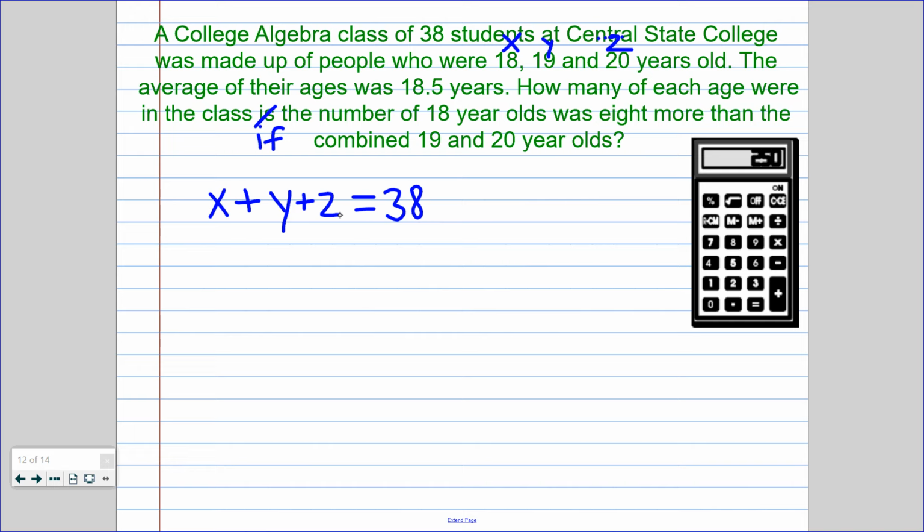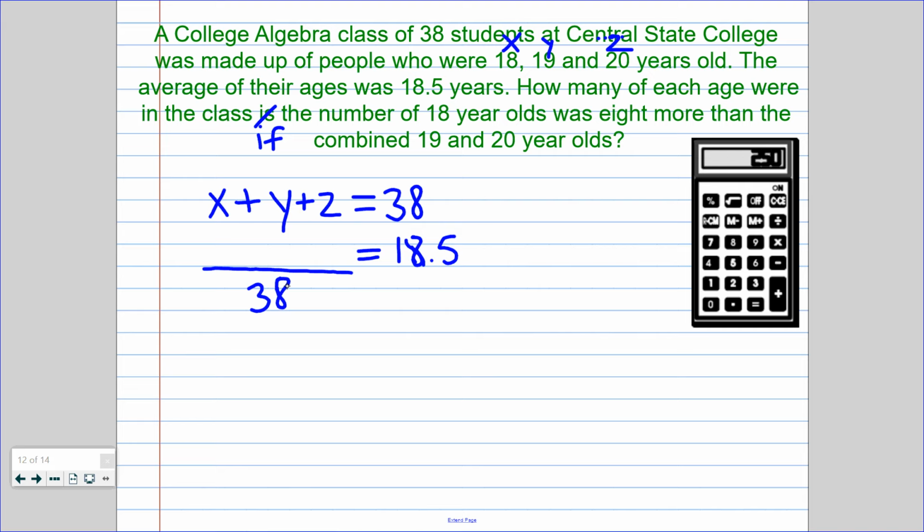The next thing I was given was the average of their ages was 18 and a half years. So in this equation, we're going to set up an average, and we know the average is equal to 18 and a half, so I'll set up that part. You have to be careful here. We're going to add up every student's age and divide by how many students there are. Well, we already know from the last piece of information that there are 38 students total. So that means whatever I see on the top, there should be 38 items.